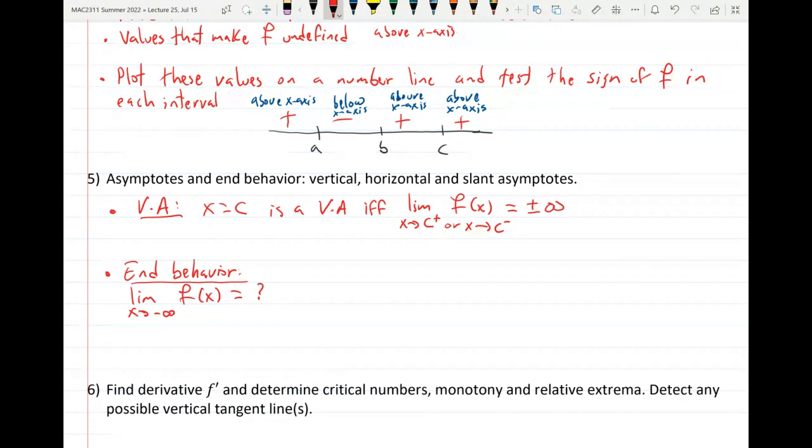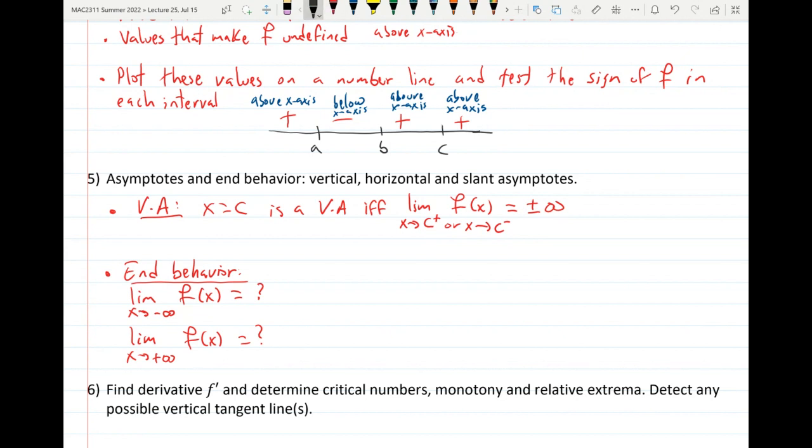Remember, we graph from left to right. So we want to know how to begin our graph, and also how to finish our graph. So when x approaches positive infinity, what's the function doing? We want to compute this limit as well. This is what the end behavior tells us.